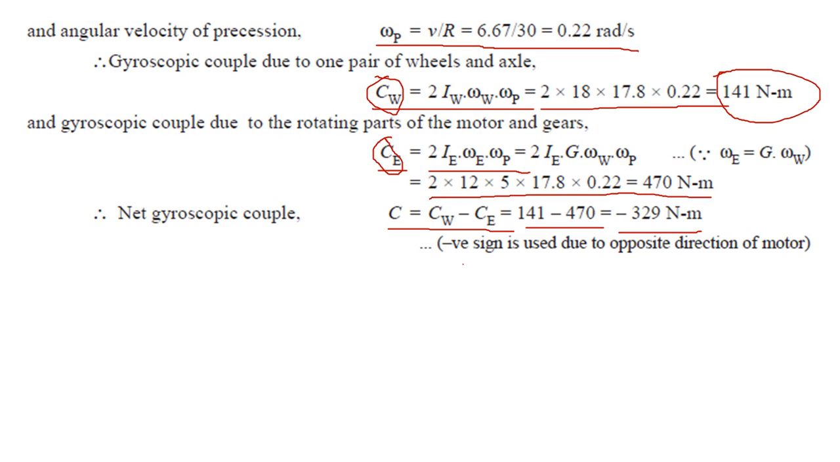So the negative sign is due to the opposite direction of the motor. Mainly the couple will be nothing but 329 only, and the negative sign is only for the opposite direction of the motor.